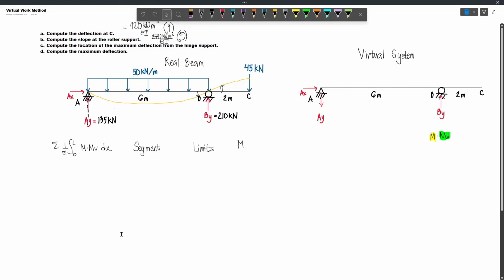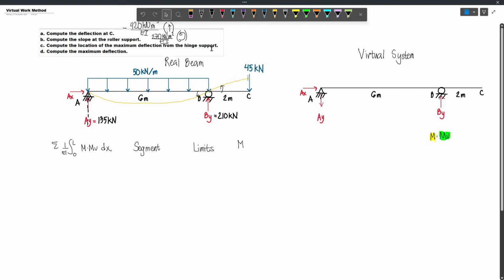Now sir, how about if the question is to compute the location of the maximum deflection? Pwede bang gamitin yung virtual work? Now, ito yung usually hindi din ni-discuss sa klase: kung paano gagamitin yung virtual work to compute the maximum deflection. However, dito we will explore that just for fun.